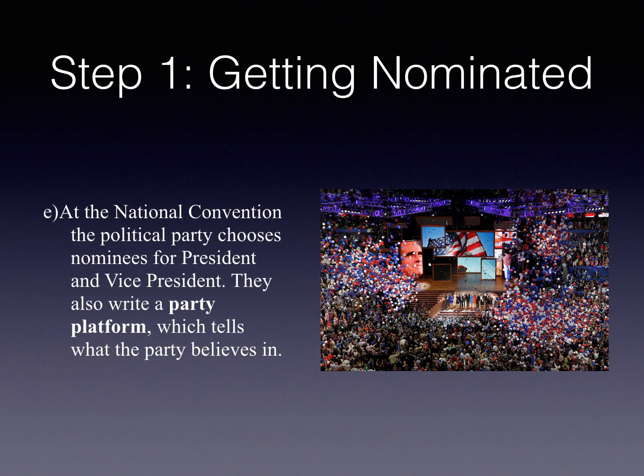At the national convention, the political party is going to choose nominees for president and vice president, and they're going to put together a party platform, which is what the party stands for. It's what the party believes in. So the next slide shows a short video clip, and I hope it will work, that gives you a sense of what the atmosphere and the mood is like at national conventions.